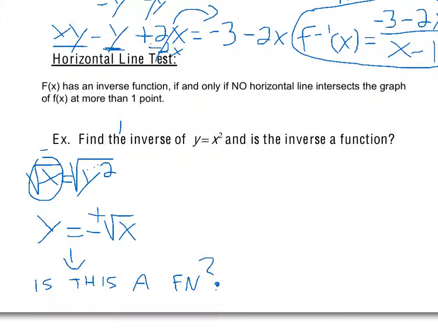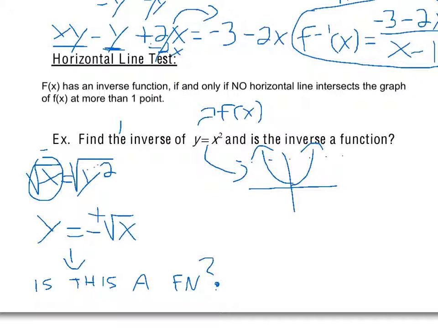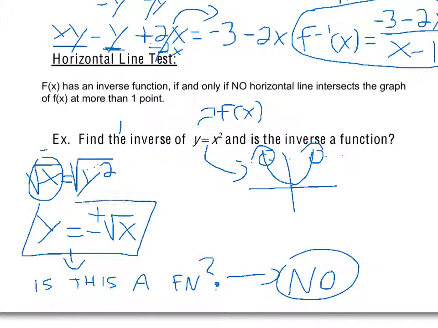Now here's one way we could look at it. This originally is f of x. I know the x squared is just a parabola. Now if I use this horizontal line test, this fails it. Right? It passes through at 2 points. So the answer to this question is no. This equation that we got, y equals plus or minus root x, is not a function because I looked at its inverse and that didn't pass the horizontal line test.